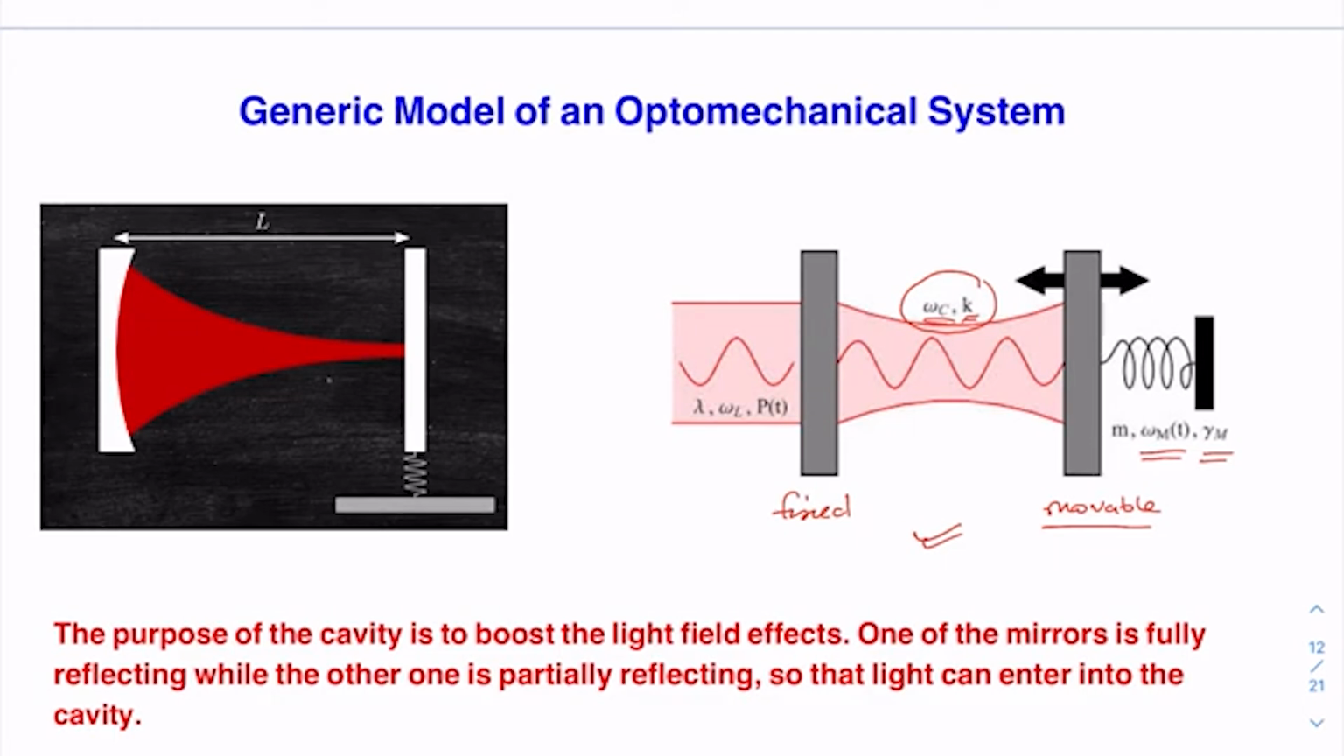A laser is incident on this mirror, and it has a wavelength lambda, angular frequency omega l and power P. The purpose of the cavity is to boost the light-field interaction. As I said already, one of the mirrors is fully reflecting, for example this one, while the other one is partially reflecting, so that we can get a transmitted beam from inside the cavity. If we make a measurement of that transmitted beam, it is going to tell us a lot about what is going on inside the cavity.